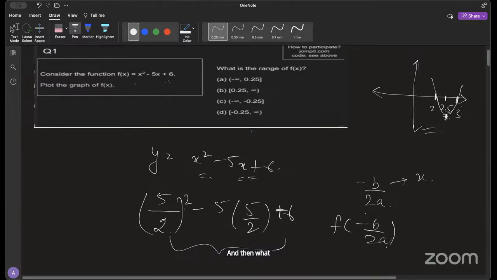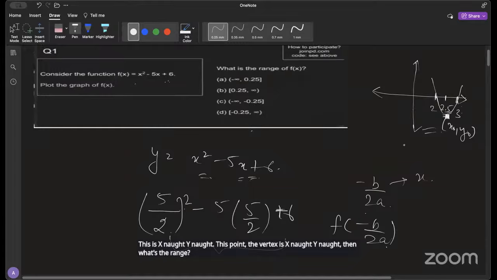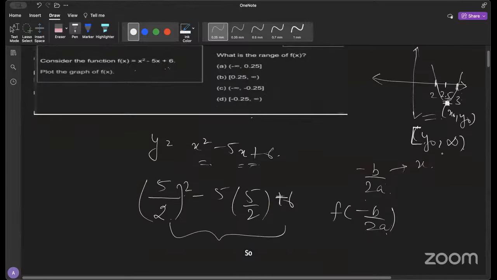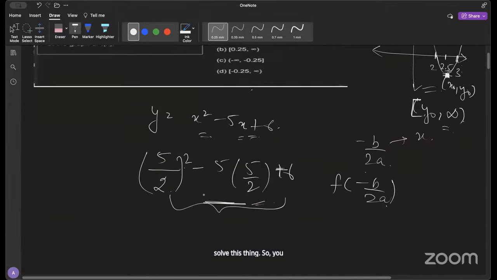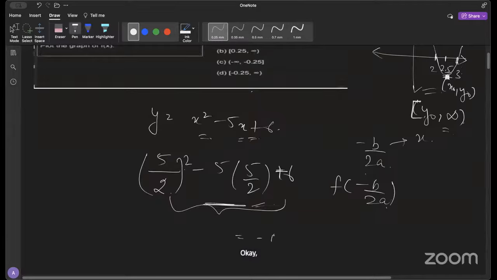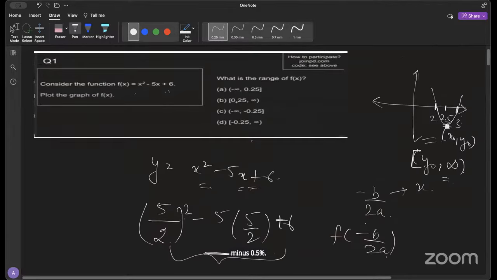And then what will be the range? Let's say the vertex is x naught, y naught. Then the range is from y naught to infinity. Y naught is included, because you can attain this point. So this will be the range. This is the y coordinate of the vertex. Solve this and you get minus 0.25. So it should be this one then.